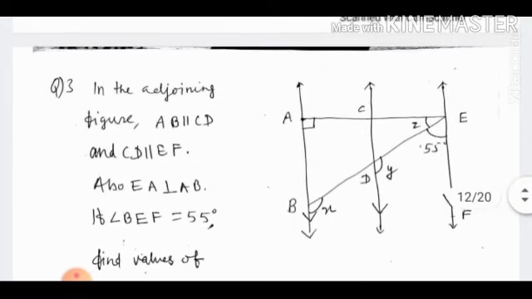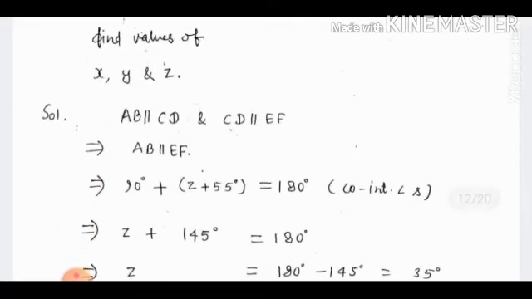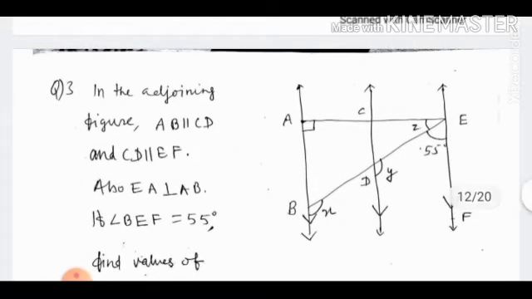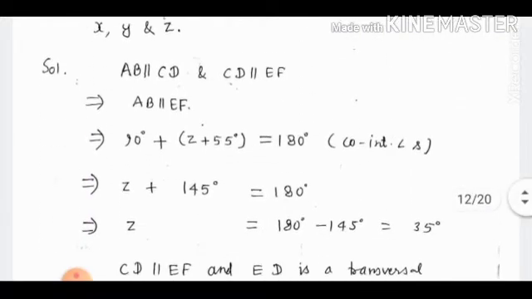AB is parallel to EF, which implies that angle EAB plus angle AEF is equal to 180 degrees. So 90 degrees plus Z plus 55 degrees is equal to 180 degrees. This gives us the value of Z, which is 35 degrees.